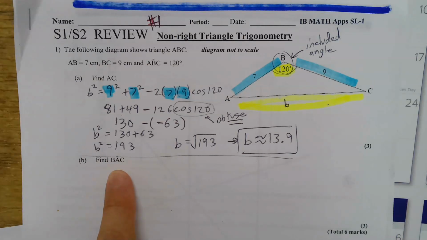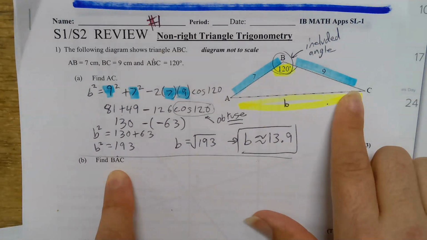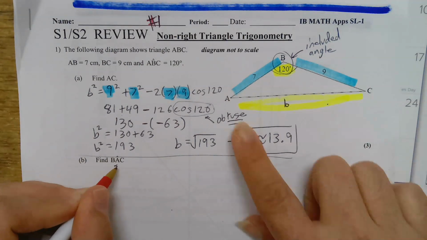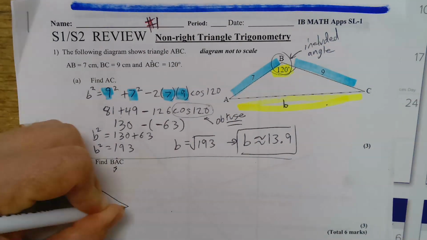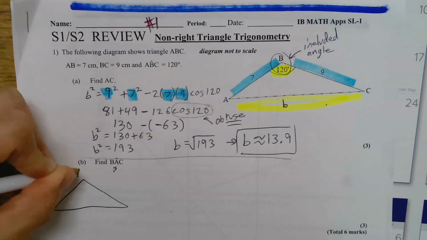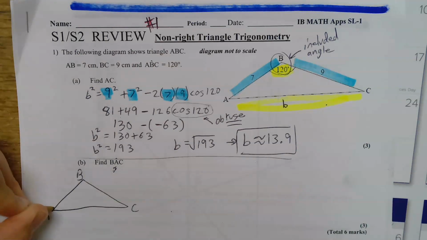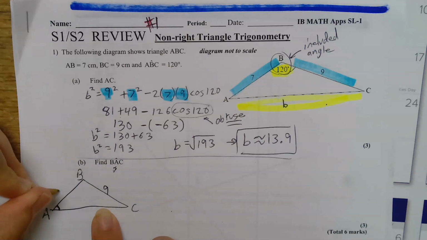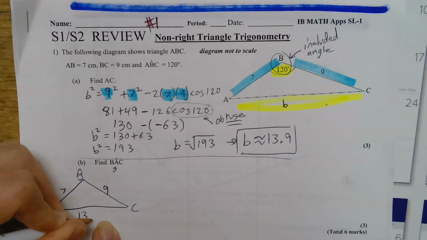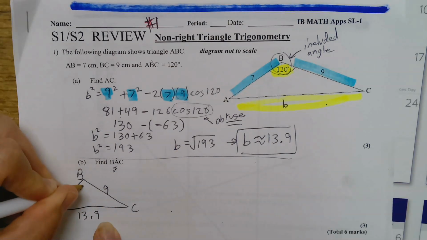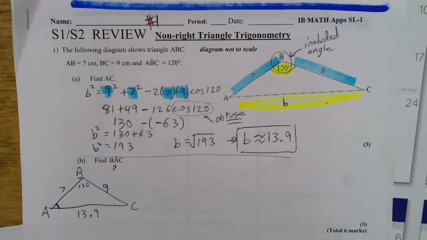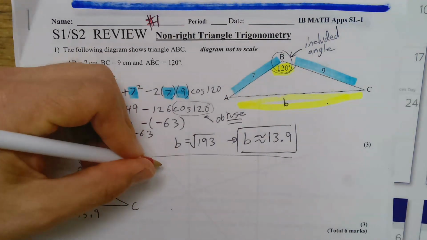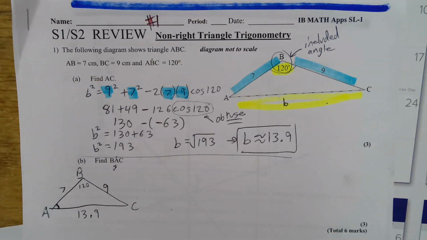Okay, find angle BAC. Because A is in the middle, we're trying to find angle BAC. I'm going to redraw this triangle just to help me figure this out. So we're trying to find this angle here. We know this is 9, we know this is 7, we know this is 13.9, and we know this is 120. You could use law of cosine, but I would rather use law of sine here.